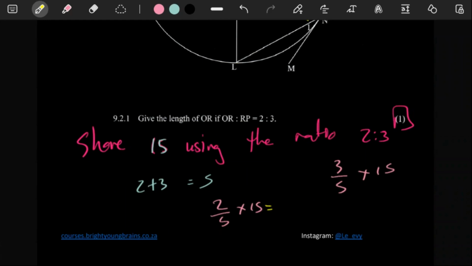Calculator, come and rescue us. Here, this is going to be 15 times 3 divided by 5. Is a 6. Going to get a 9.